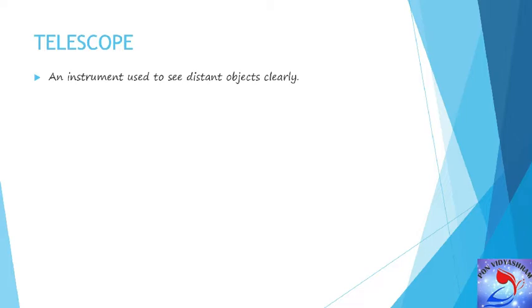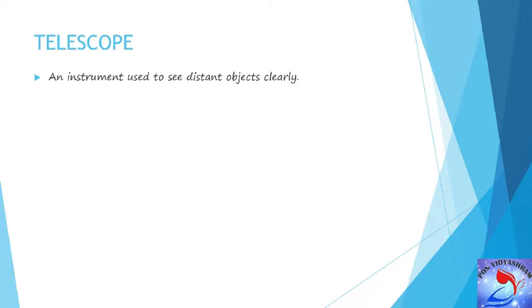So the microscope, we all know, is used for viewing minute objects, an enlarged view of minute objects. What are the uses of the telescope? It's again an optical instrument which is used to see distant objects clearly, like the moon, stars, planets, and other astronomical objects. So a telescope is an instrument which is used to see distant objects clearly.